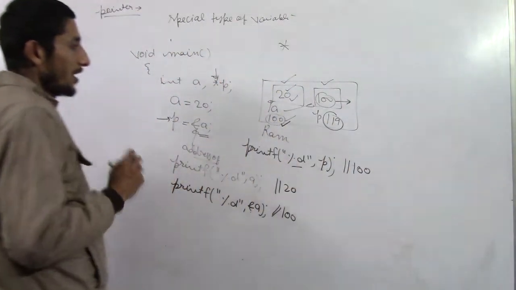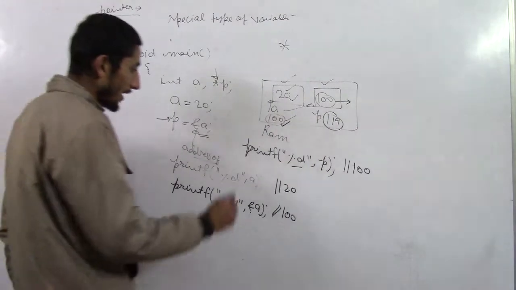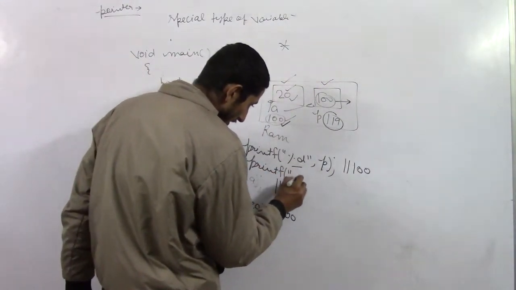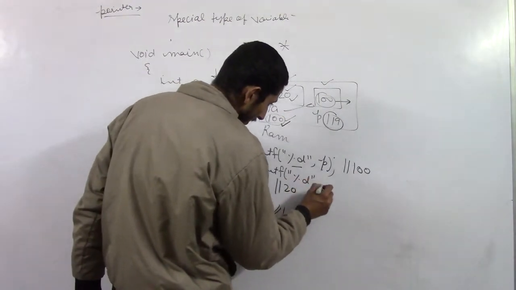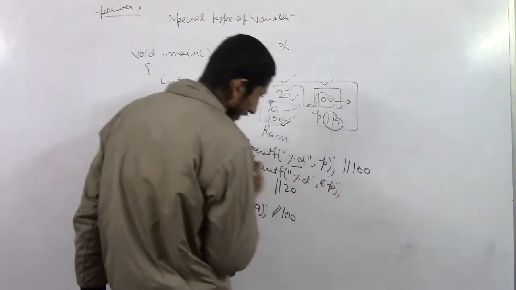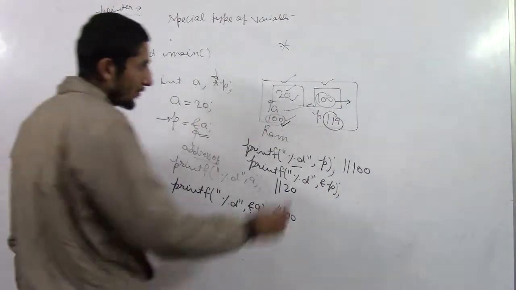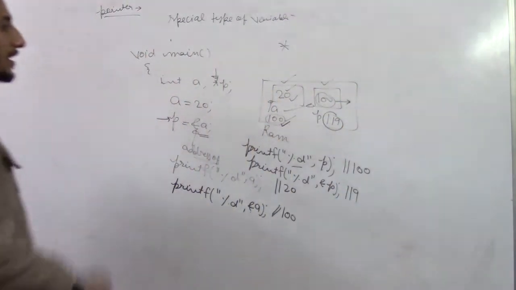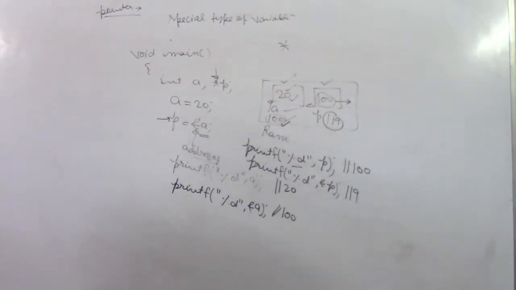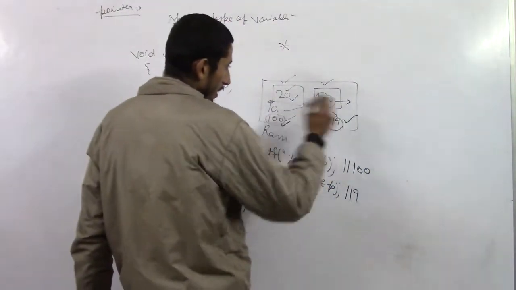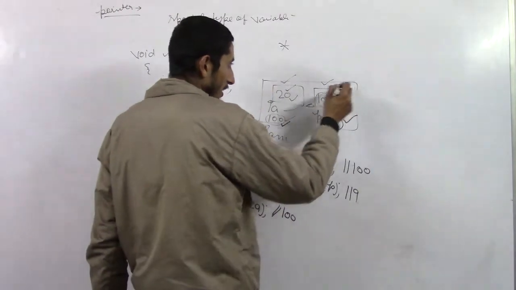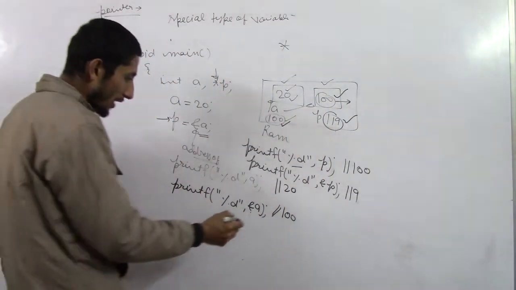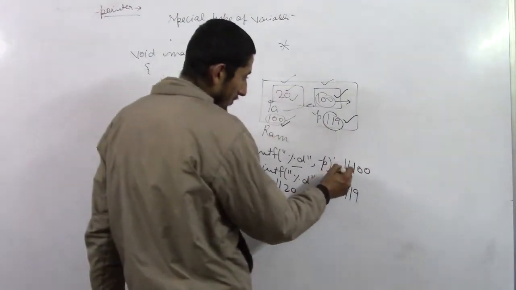Are you following this one? The value of p is 100. If I write printf %d and address of p, what is the address of p? The address of p is 119. So what is the address of p? The address of p is 119, and the content of p is 100. But the content of p is the same as the address of a. That's why in these two cases I am getting the same answer.